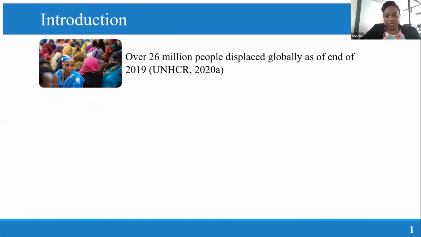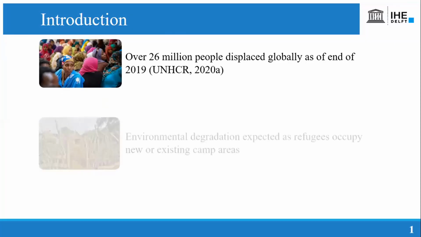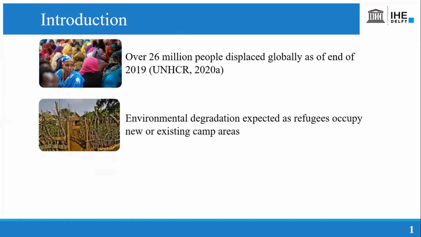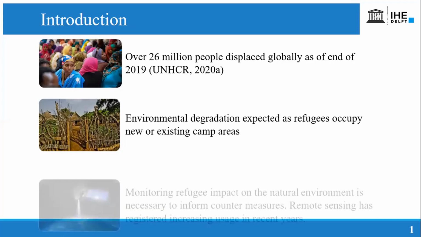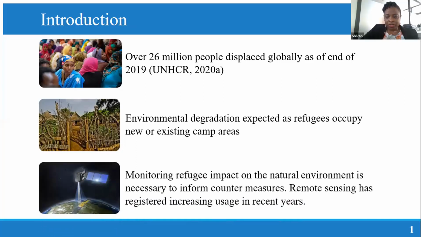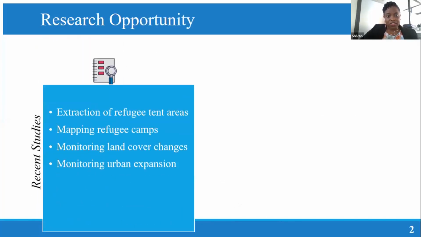Over 26 million people have been displaced globally as of the end of 2019. This is according to UNHCR. And environmental degradation is expected, of course, as refugees occupy new or existing camp areas. Monitoring refugee impact on the natural environment is necessary to inform countermeasures. And remote sensing has registered increasing usage in recent years in this field of refugees.